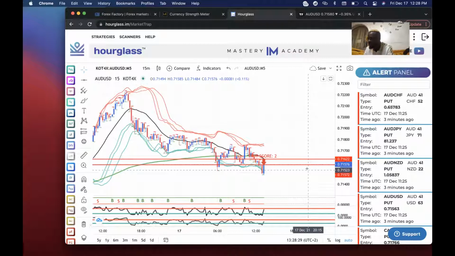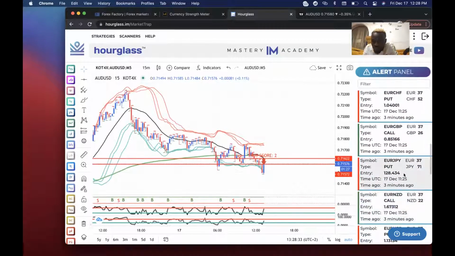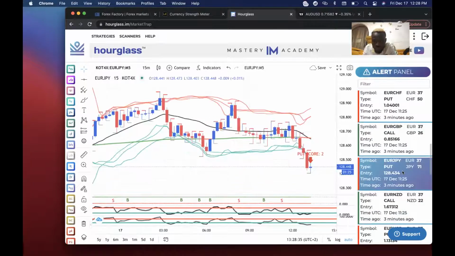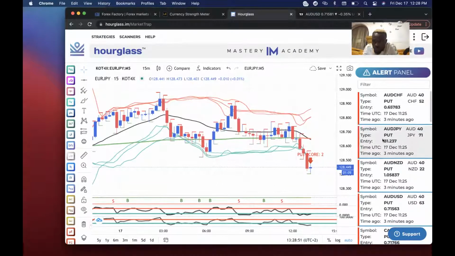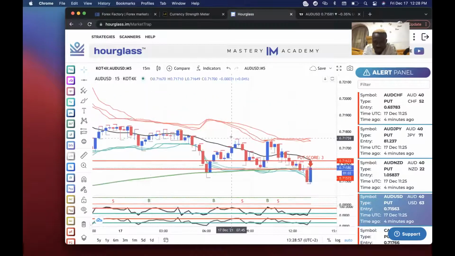Let's look at EJ. What's EJ doing? EJ is still way down. On Hourglass, AU is set up. I see we have about 2 minutes. Let's just wait for this candle.